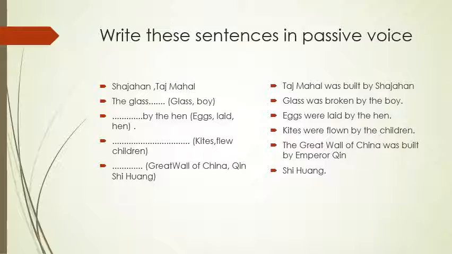Next one, kites were flown by the children. What is the active form? The children flew kites. Next one, the Great Wall of China was built by Emperor Qin Shi Huang. What is the active form? Emperor Qin Shi Huang built the Great Wall of China.